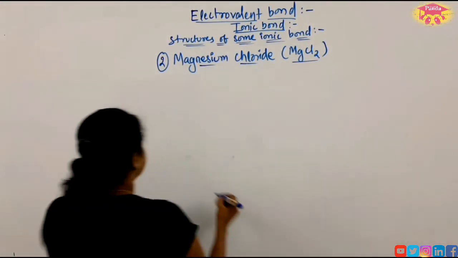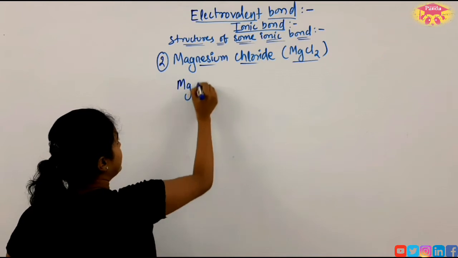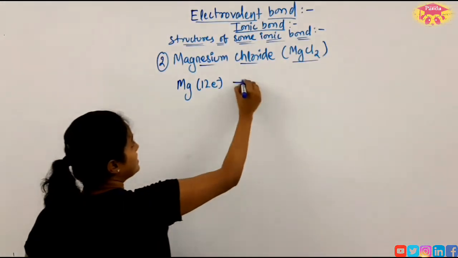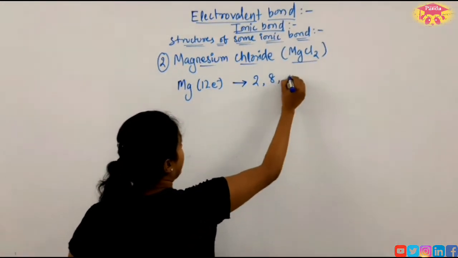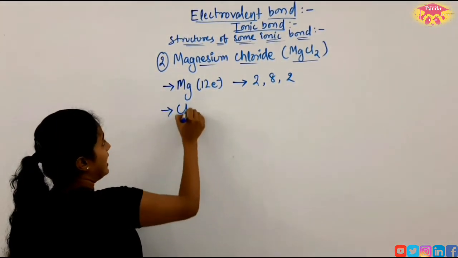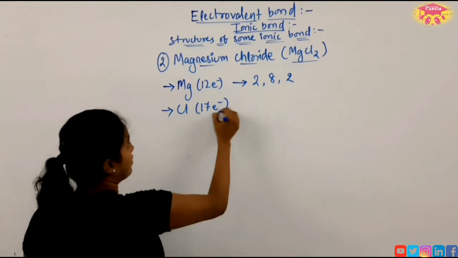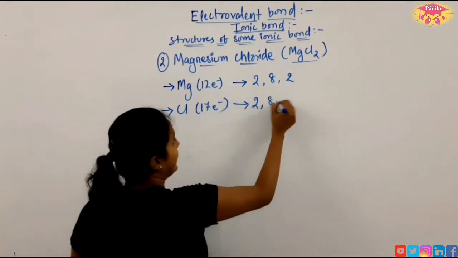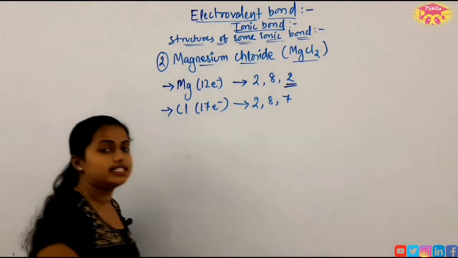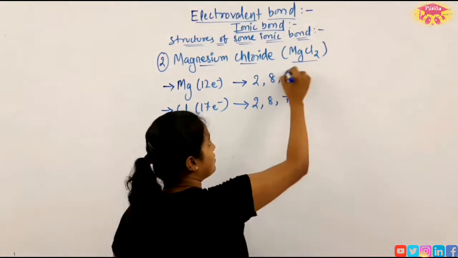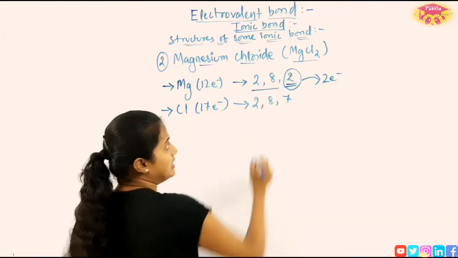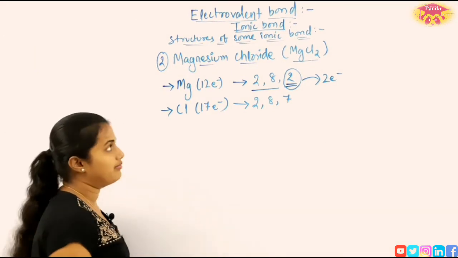So students, the magnesium atom contains 12 electrons, that is 2, 8 and 2. Whereas we know that the chlorine atom contains 17 electrons, that is 2, 8 and 7. The magnesium atom has 2 electrons in its outermost orbit. As it has 2 electrons, it should give out the 2 electrons, right? It should give 2 electrons to attain stability, that is 2 and 8, the nearest inert gas configuration.